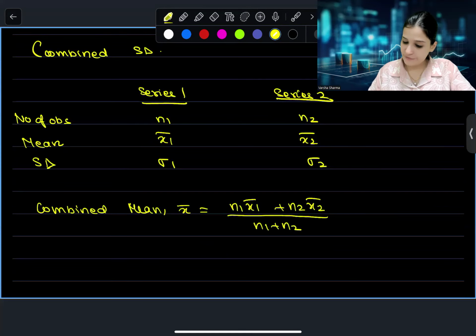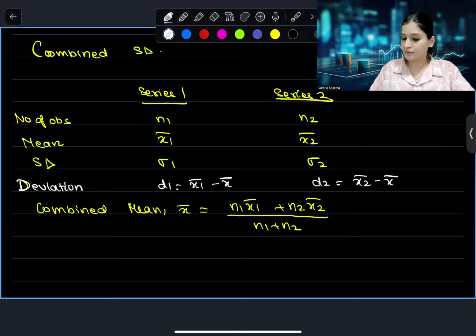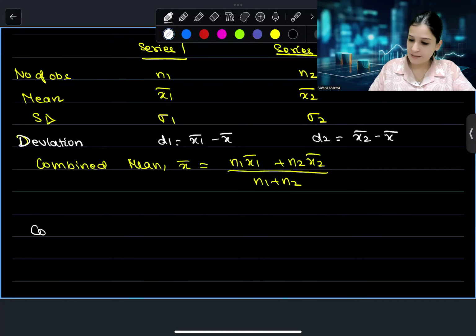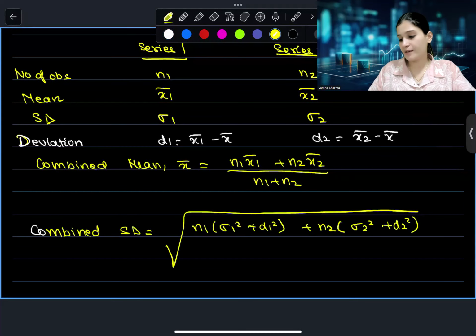Once we get that, we find deviations. This is after we have calculated the mean. D1 is X1 bar minus X bar. D2 is X2 bar minus X bar. Then combined standard deviation: under root, N1 sigma 1 square plus D1 square, N2 sigma 2 square plus D2 square, whole thing by N1 plus N2.